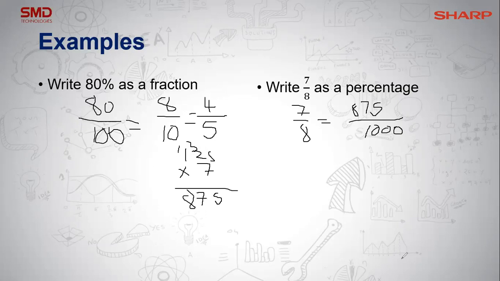Now, once we have that, we can see that to get from 1,000 to 100, we just divide by 10. Here we've got 875, so all we're going to do is shift the comma one place to the left when we divide. So we're going to put it here. So it's going to be 87.5%.